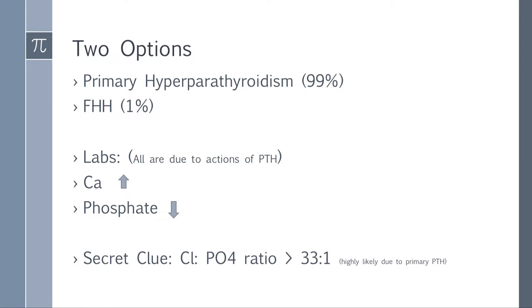Now, remember, PTH causes your kidney to secrete phosphate, right? So you secrete a lot of phosphate. So if your chloride to phosphate ratio is more than 33, right, then it's highly likely to be primary hyperparathyroidism. So if you're confused in a case and you look at the lab values, just check this ratio out. If it's more than 33, most likely you're dealing with primary hyperparathyroidism.